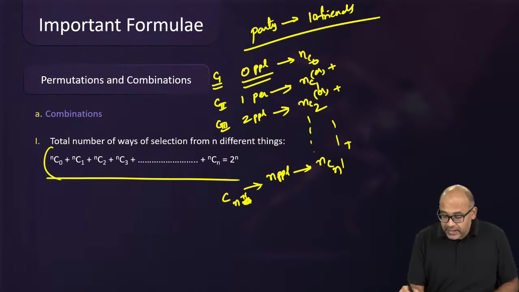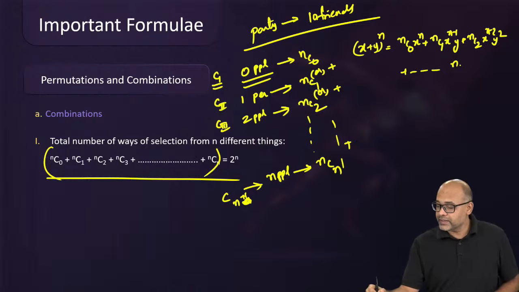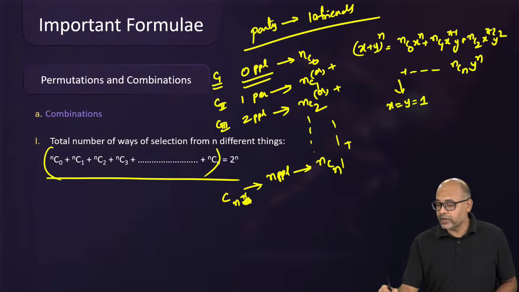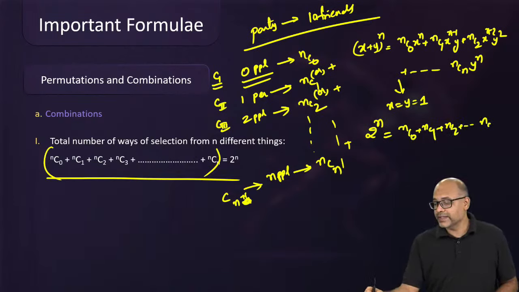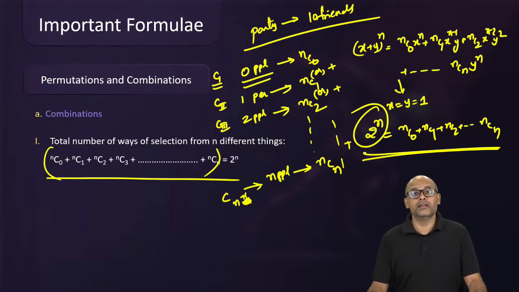Now this comes in your expansion of binomial theorem also. (x plus y) whole power n in binomial theorem is NC0 x power n plus NC1 x power n minus 1 into y plus NC2 x power n minus 2 into y square up to NCN y power n. Now if you put x equal to y equal to 1, your left hand side becomes 2 power n. Right hand side you will get exactly what you want. What do you want? NC0 plus NC1 plus NC2 up to NCN. So the simplified version is 2 power n.